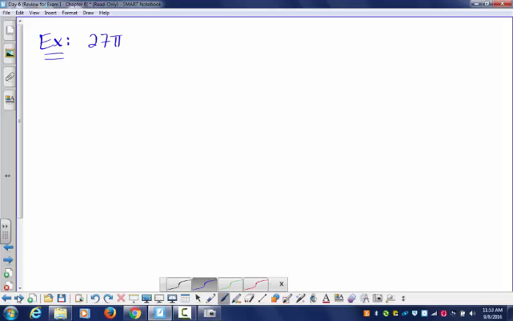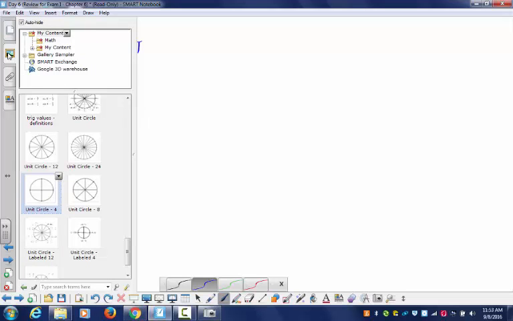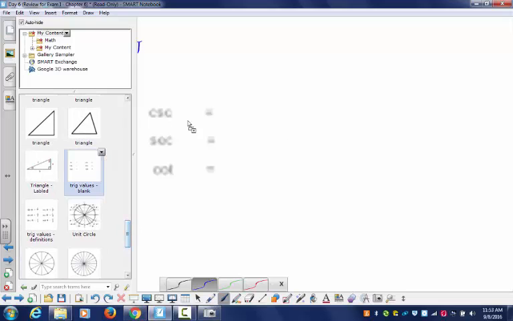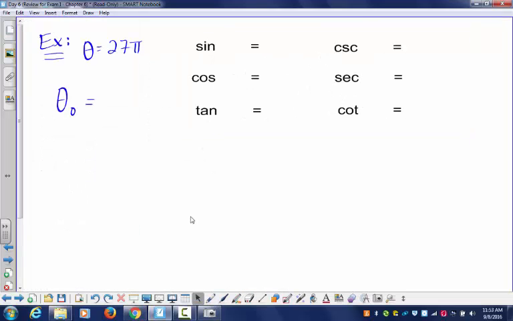Let's do that one first. Let's do 27 pi. All right, so figure out first the theta naught, which just means a coterminal theta that has the same exact terminal ray. And what do we end up with for that?